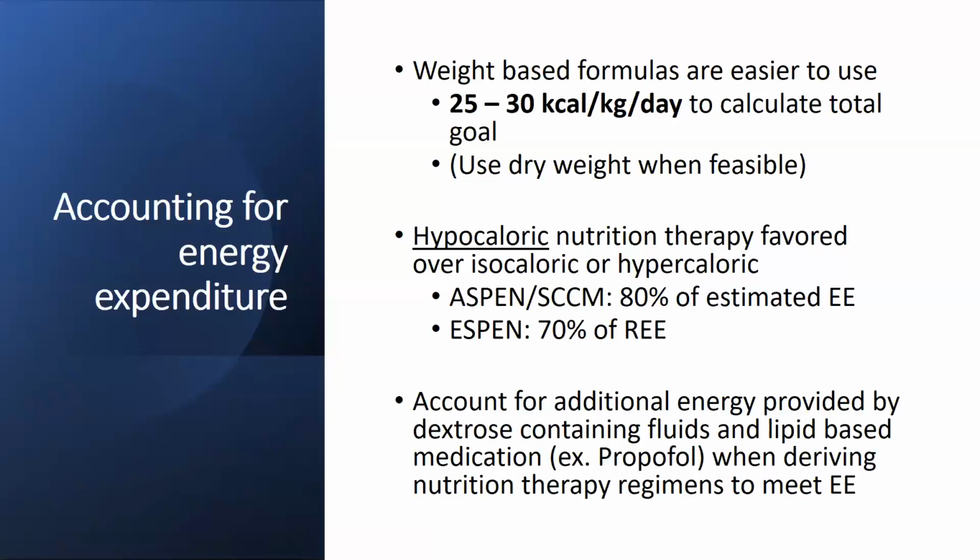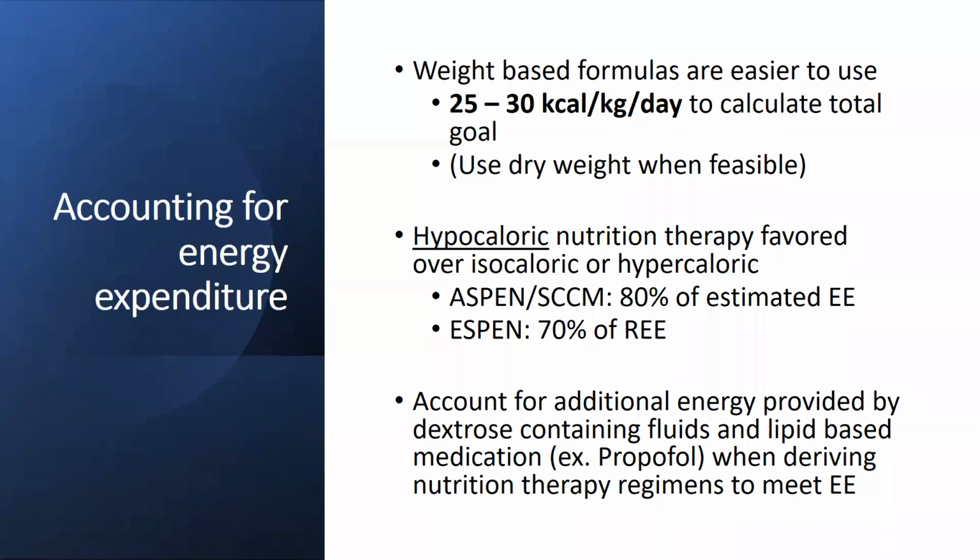So dosing, first thing: for the approach to your critically ill patient, start by using a weight-based formula to determine your total goal. You want to try and use the dry weight or the pre-ICU weight when it's feasible. For BMIs of 30 to 50, you can use the actual body weight and then use 11 to 14 kilocalories per kilogram per day to determine your resting energy expenditure. But if it's a BMI over 50, use the ideal body weight and then use more of a 22 to 25. Hypocaloric nutrition is favored over isocaloric and hypercaloric.